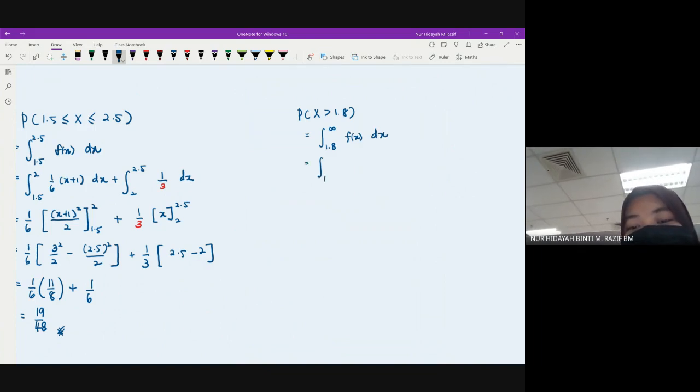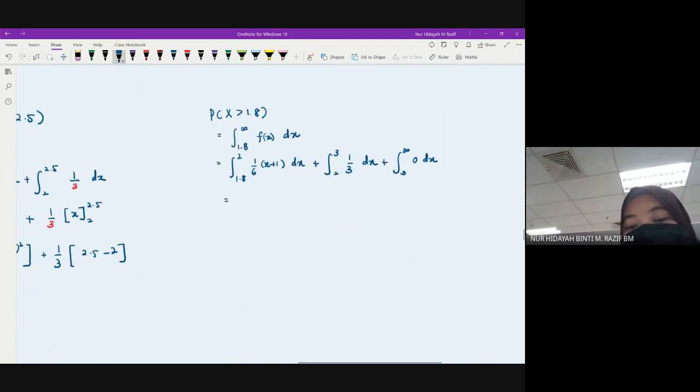Sekali lagi, you akan separatekan integrate 1.8 hingga 2, f(x) saya adalah 1 per 6 (x tambah 1) dx, ditambahkan dengan integrate daripada 2 sehingga 3, fungsi saya adalah 1 per 3 dx, ditambahkan integrate daripada 3 sehingga infinity kosong dx.